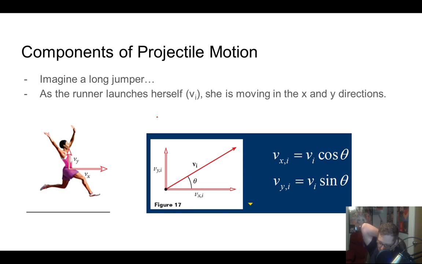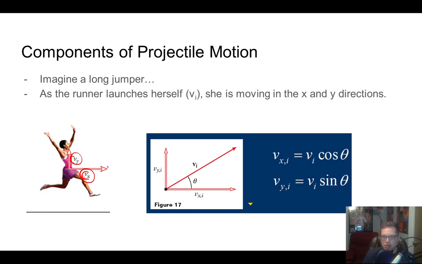So she launches herself, and you know that in order for her to successfully launch herself, she had to have had two vectors. If this was her original velocity right here, there had to have been two components to it. There had to have been some part of her that launches her to the right, that's v sub x right here, and some part of her that launched her straight up, that's v sub y.